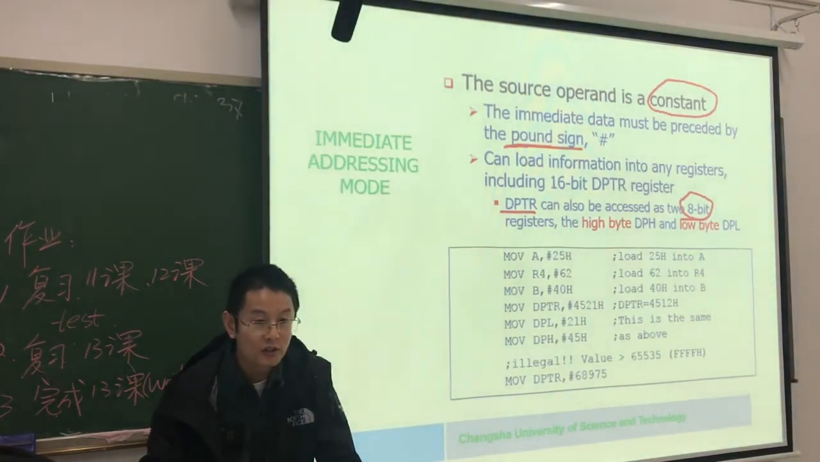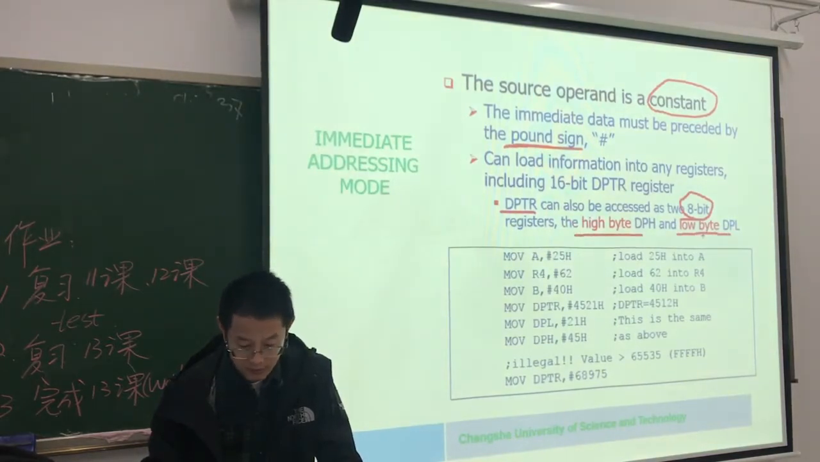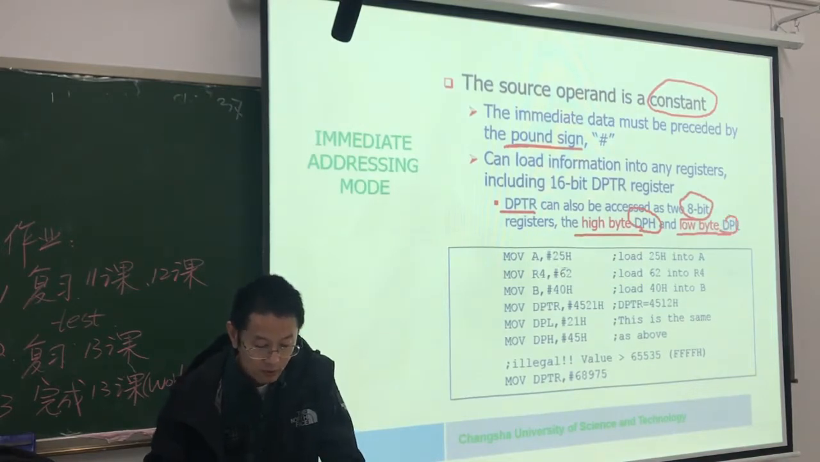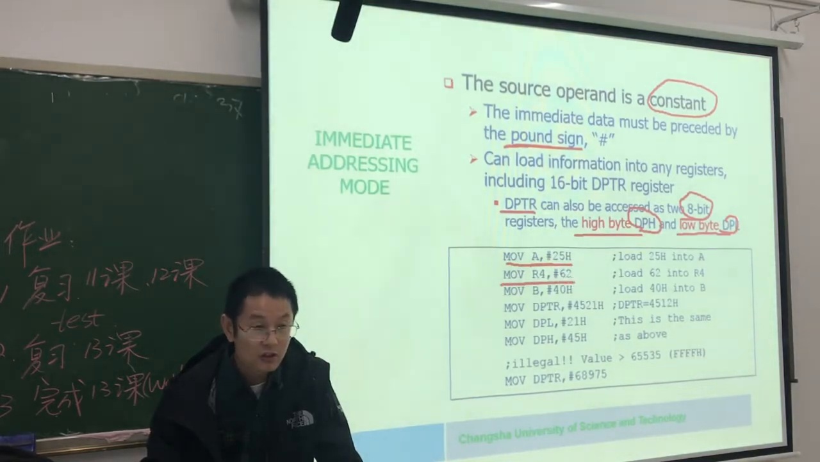DPTR, the data pointer, has 16 bits. We can access the high 8 bits and the low 8 bits of DPTR. For example, here is an example. This is MOV A, #25H. MOV R4, #62. This is just a move.